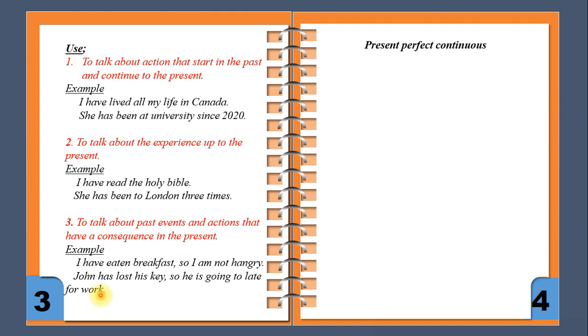The other one is the present perfect continuous. Present perfect continuous. A structure. Look at the structure part. Subject plus has or have plus been plus verb-ing plus the complement. Okay? Been plus verb-ing.